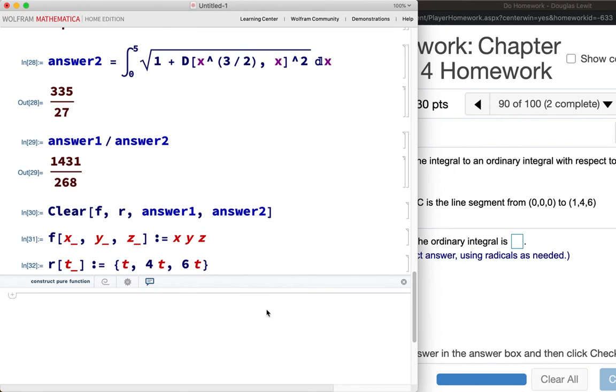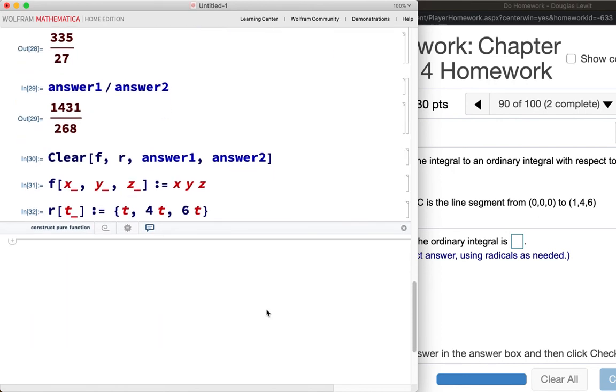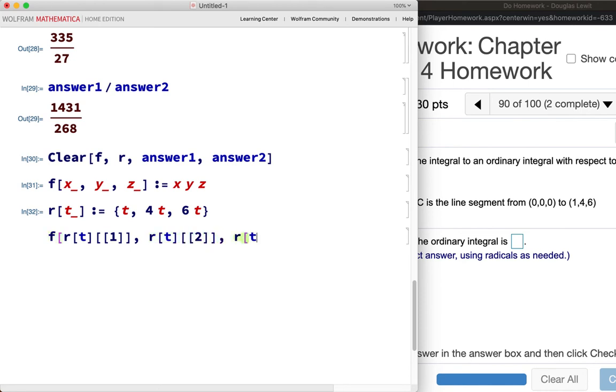Again, this is very, very similar, guys. This is simply going to be f of r of t, where r of t 1 gives me the x value, then r of t 2, r of t 3. What I'm really doing, if that's hard for you to understand, is f of t, 4t, 6t.